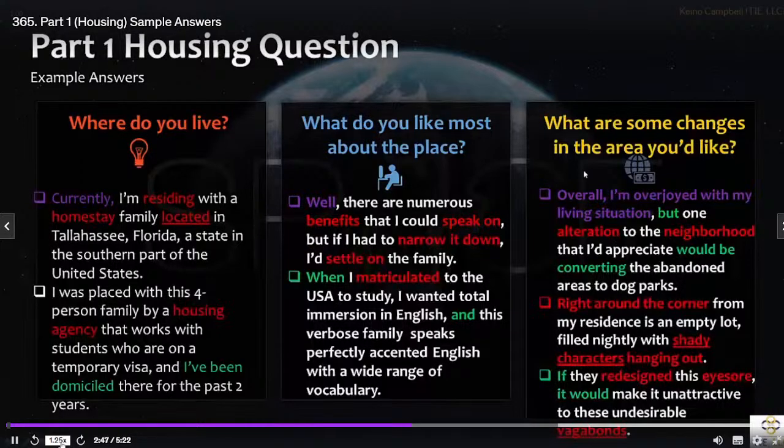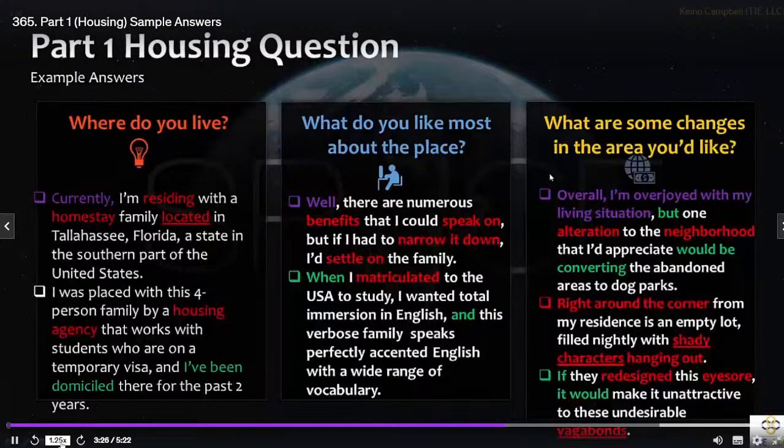And final question, what are some changes in the area that you'd like? And here is an answer where maybe you can learn from. Overall, I'm overjoyed with my living situation, but one alteration to the neighborhood that I'd appreciate would be converting the abandoned areas to dog parks. Right around the corner from my residence is an empty lot, filled nightly with shady characters hanging out. If they redesign this eyesore, it would make it unattractive to these undesirable vagabonds.